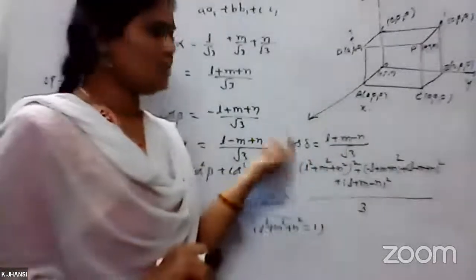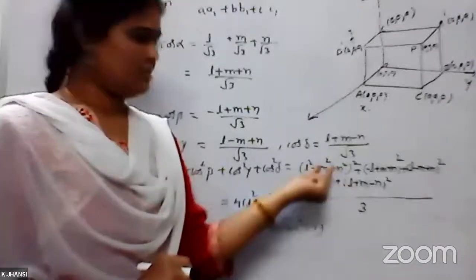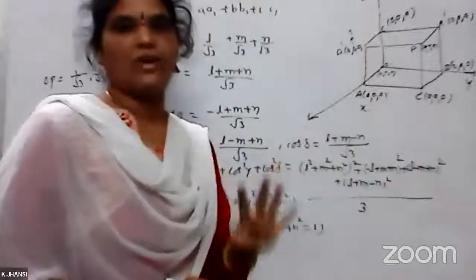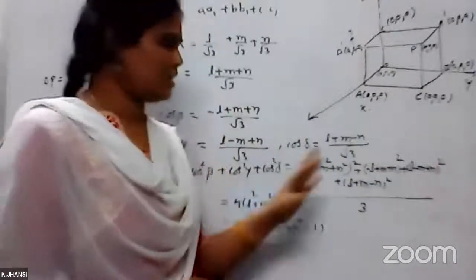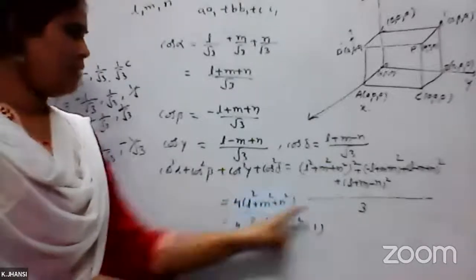All of them will get cancelled. Only L square plus M square plus N square will remain. In this one it is there, in this one, in this one. So 4 times L square plus M square plus N square are there. When you add them, you will get 4 of this one divided by 3.